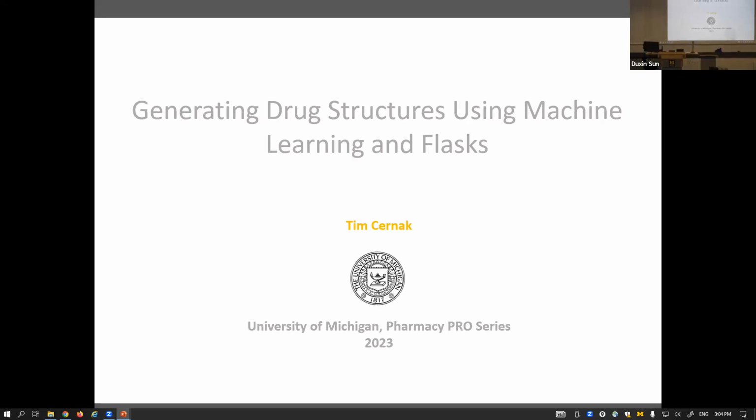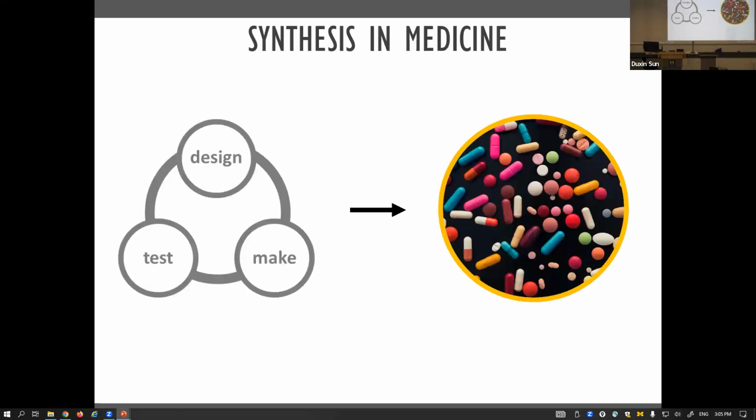But I'm here to tell you about generating drug structures using machine learning and flasks, and hopefully I succeed in getting through this presentation. I'm a synthetic organic chemist, and I like to think about making molecules. I think it's really important to think about how to make molecules. It's a very old technique.